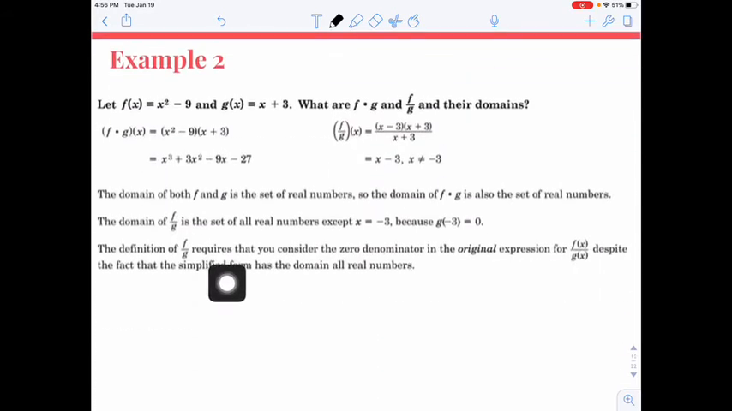One final thing I would like to point out about the domains, this last little sentence here says, the definition of f over g requires that you consider the 0 denominator in the original expression for f of x over g of x, despite the fact that the simplified form has the domain all real numbers. So notice our final answer for f over g of x is x minus 3. That has a domain of all real numbers. However, f over g of x does not have a domain of all real numbers. So you need to consider the original f over g of x before it is simplified.